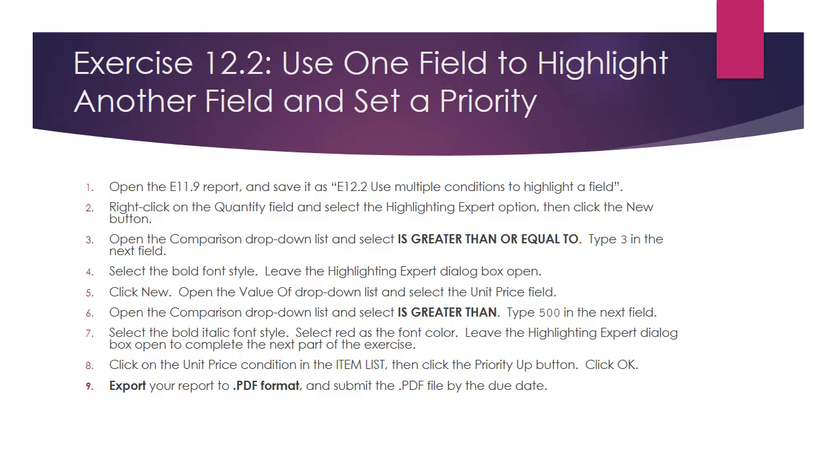In this exercise, we'll use 11.9 as a base to create exercise 12.2. We'll use the highlighting expert to apply two criteria with different formatting depending on which criteria applies. If both apply, we will rank the criteria so that one is the higher priority and will be applied in case both conditions pertain.